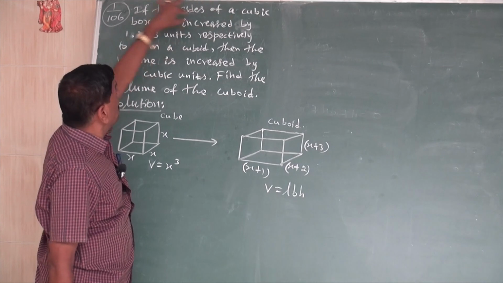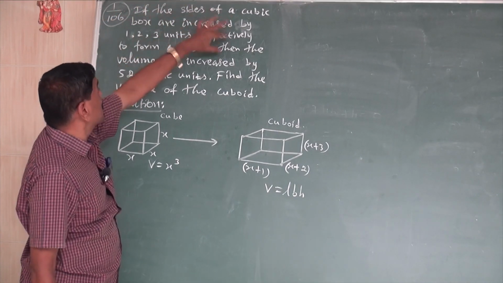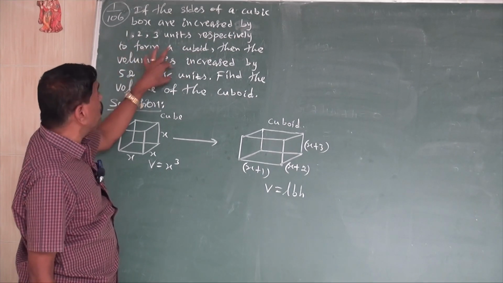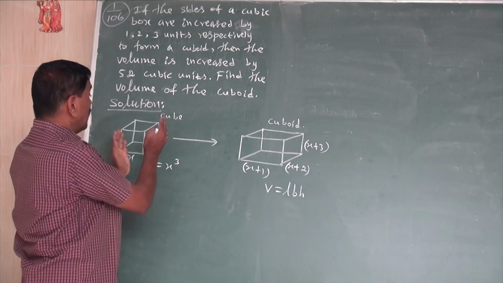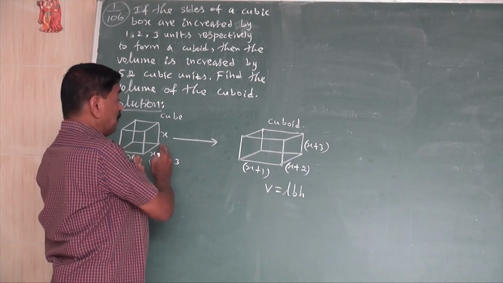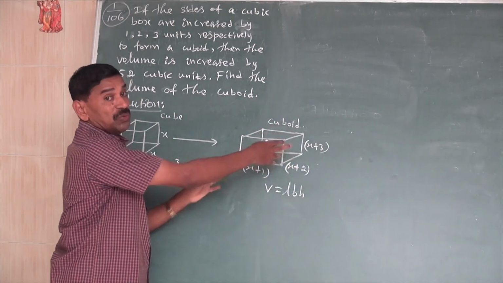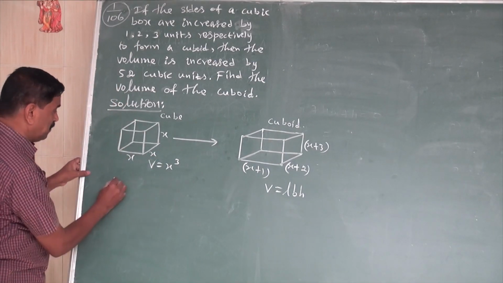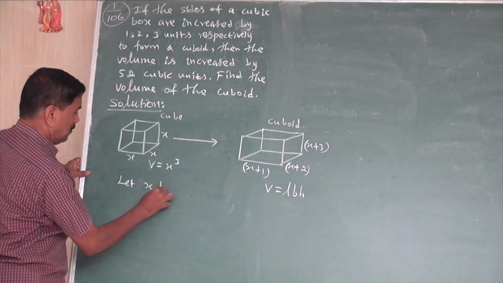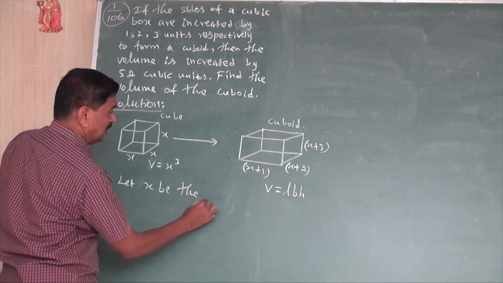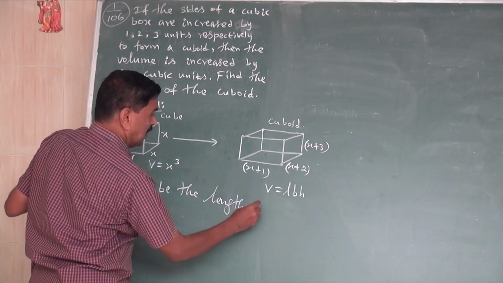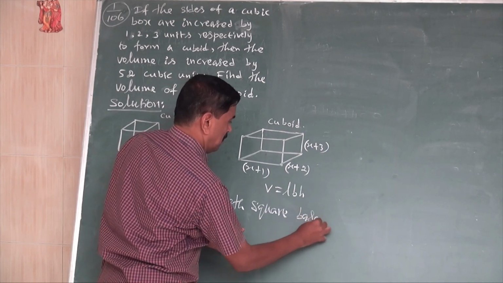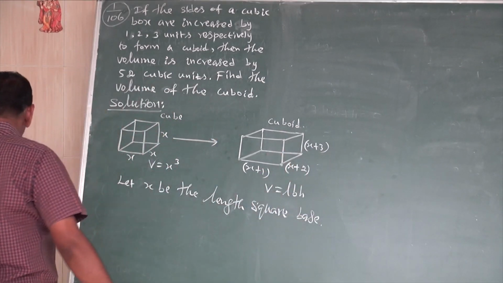Again, come to the question. If the sides of the cubic box are increased by 1, 2, 3 units respectively to form a cuboid, then the volume is increased by 52 cubic units. So the volume of the cube is increased by 52 units to become a cuboid. So that is the concept. Now let x be the length of the square base.